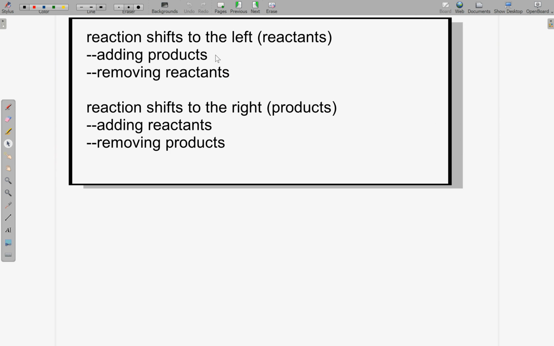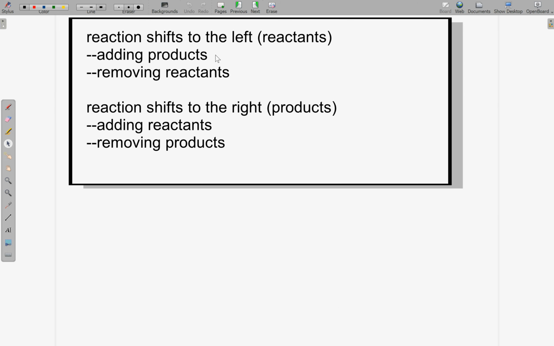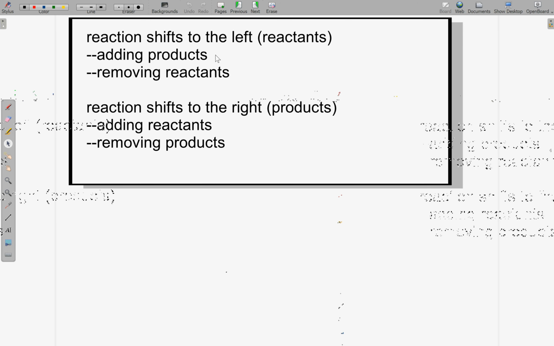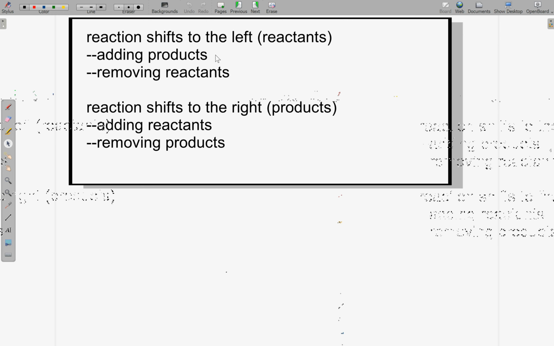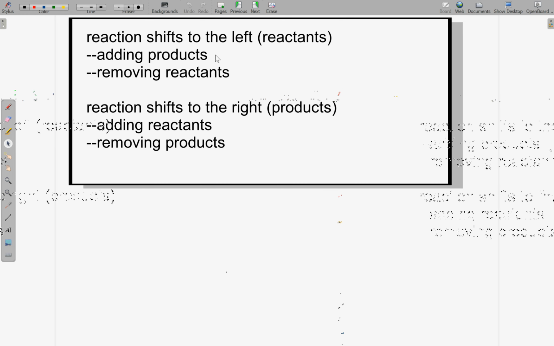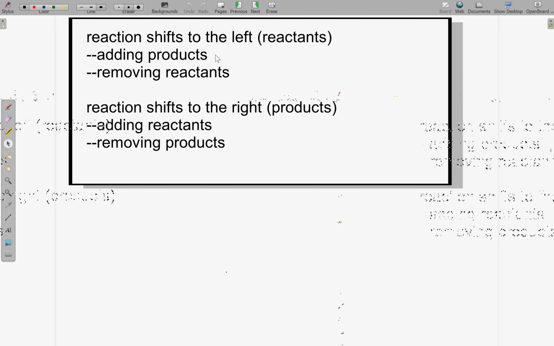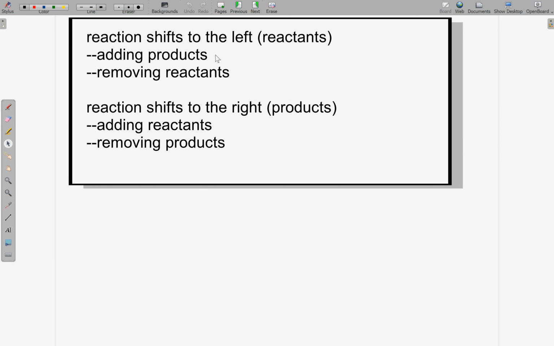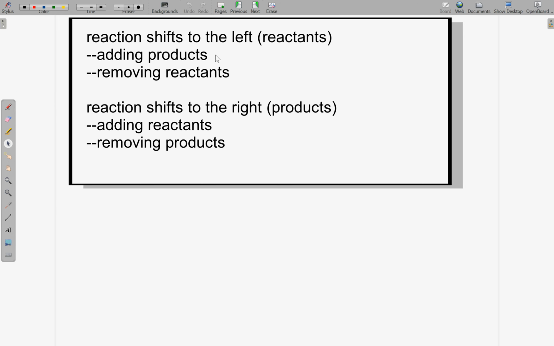So first up, equilibrium reactions. If you add products or remove reactants, it is going to shift towards the reactants, right? Because it wants to be equal. So if there's more of one thing than the other, it's going to shift to balance that out. So if you remove reactants, it wants to make more reactants. If you add products, it's going to want to make reactants to even things out.